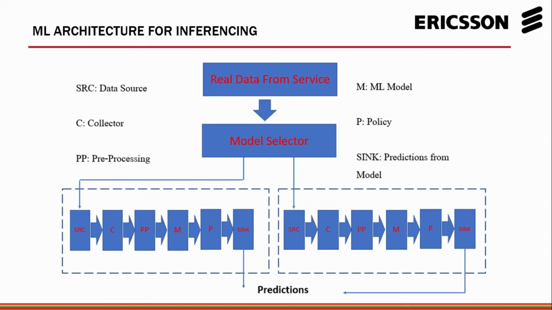Here we have the ML architecture for inferencing in the ITU format. After completing training, here we have it for inferencing, where we get the real data from the service network, and that is fed to the model selector, which is a standalone architecture. The model selector will predict which student model will work better, and accordingly route to the student model so that it can calculate the predictions.